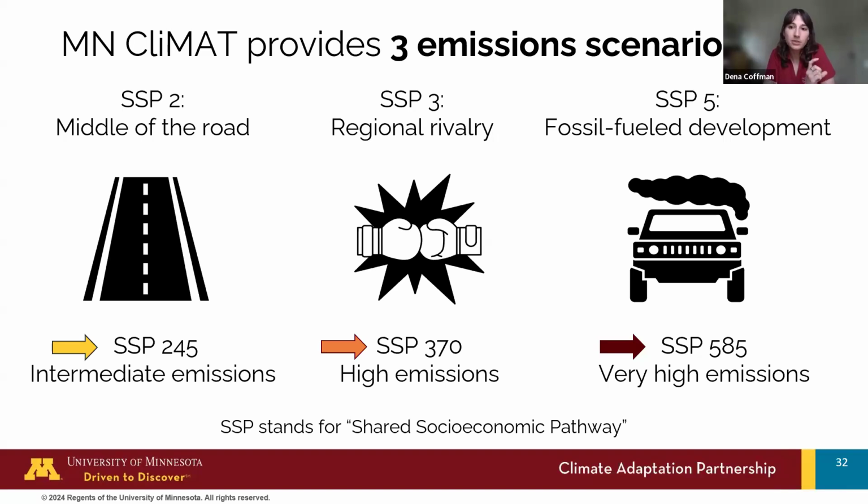And those numbers, those 245, 370, and 585 that you see in those different emission scenarios, refer to the complementary Representative Concentration Pathways, or the RCPs, which some of you might be familiar with if you've done some other climate work.